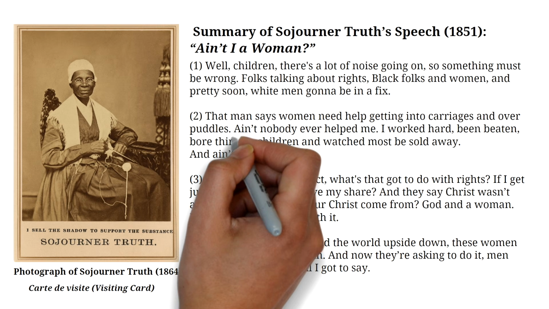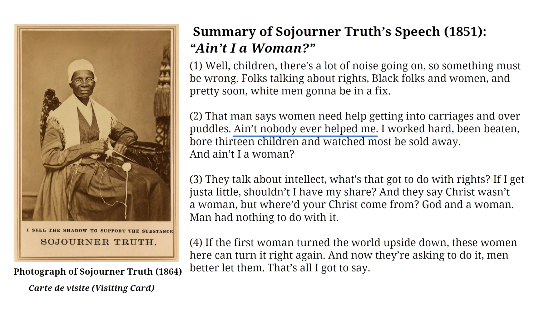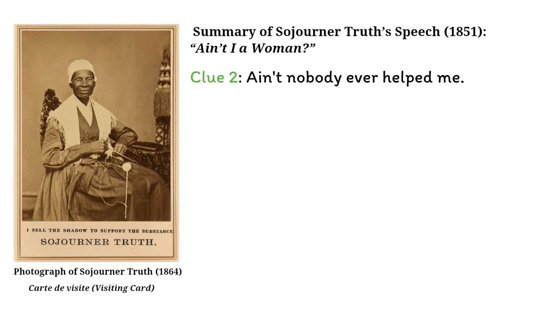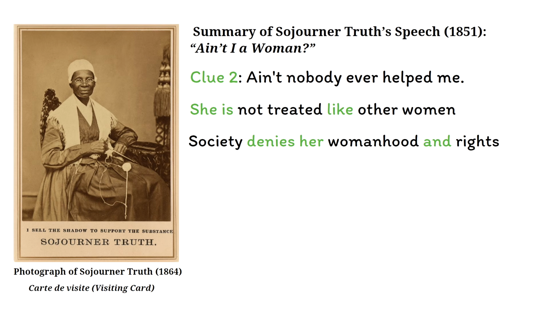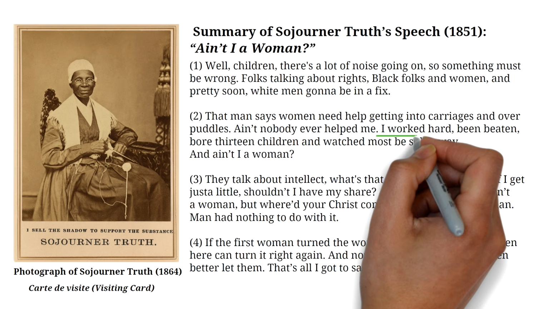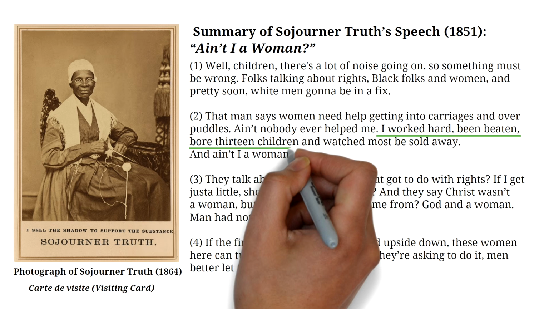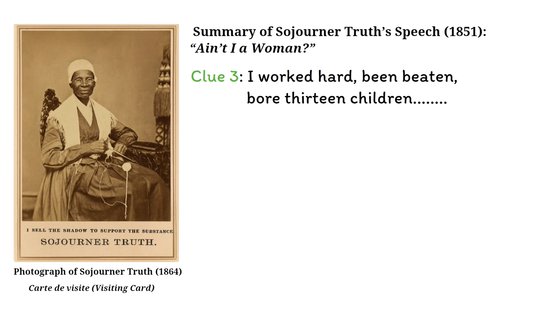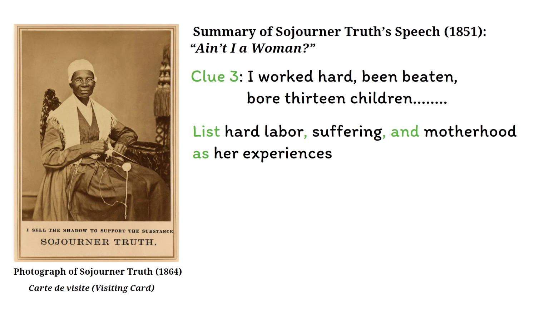The second clue we see is, "Ain't nobody ever helped me," in paragraph 2. In this clue, Sojourner Truth is pointing out that she is not treated like other women. No special help or protection has ever been given her. It shows that society denies her womanhood and rights, even though she is a woman. The third clue we see is, "I worked hard, been beaten, bore 13 children." In this clue, Sojourner Truth lists hard labor, suffering, and motherhood as her experiences. She has done all these things, just like many women, and yet she's treated with less respect.